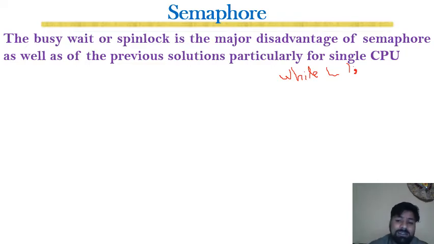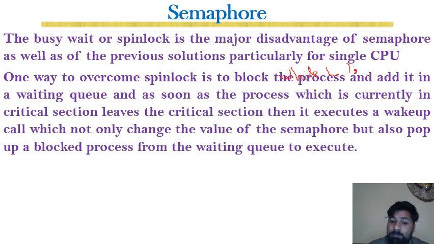A process, once it enters the CPU, waits in an infinite loop as long as the semaphore value is not reset. So this is a major drawback of the semaphore solution, as well as the previous solutions. One way to overcome spinlock is to block the process and add it to a waiting queue. As soon as the process currently in the critical section leaves it, it executes a wakeup call, which not only changes the value of the semaphore but also pops a blocked process from the waiting queue to execute.